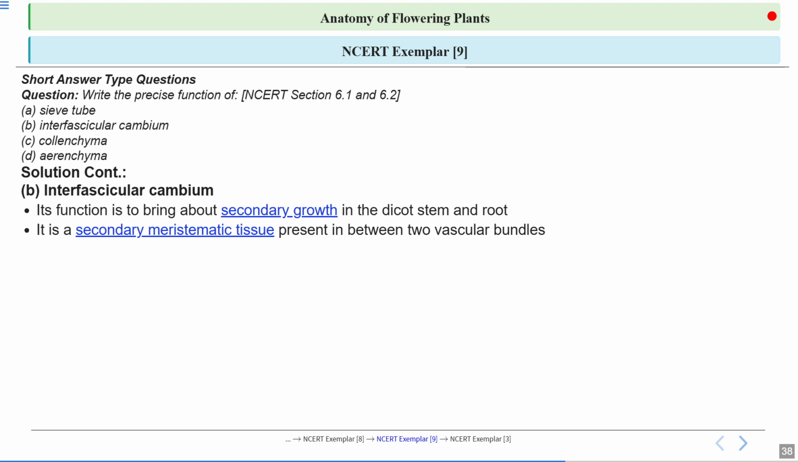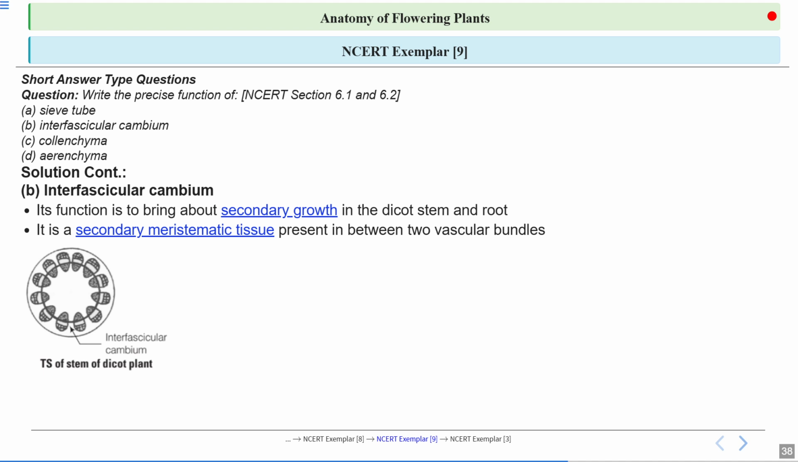This type of cambium originates at the time of the dividing season, the season when you see continuous growth in the wood. There the parenchymatous cells transform into the interfascicular cambium and form a continuous ring-like structure. Okay.